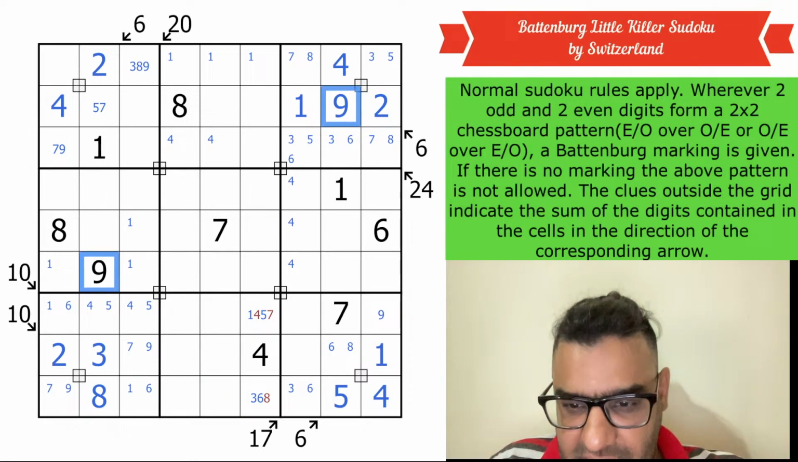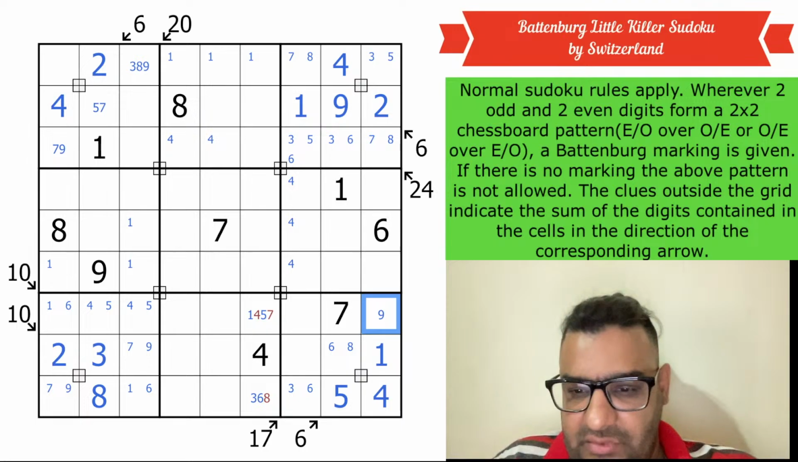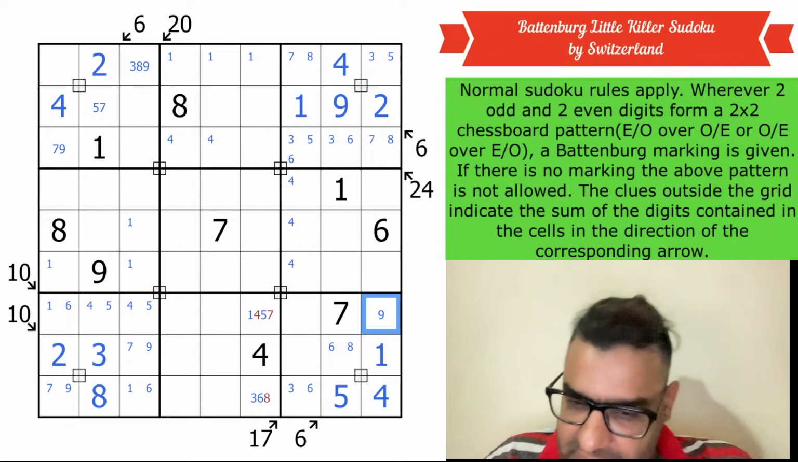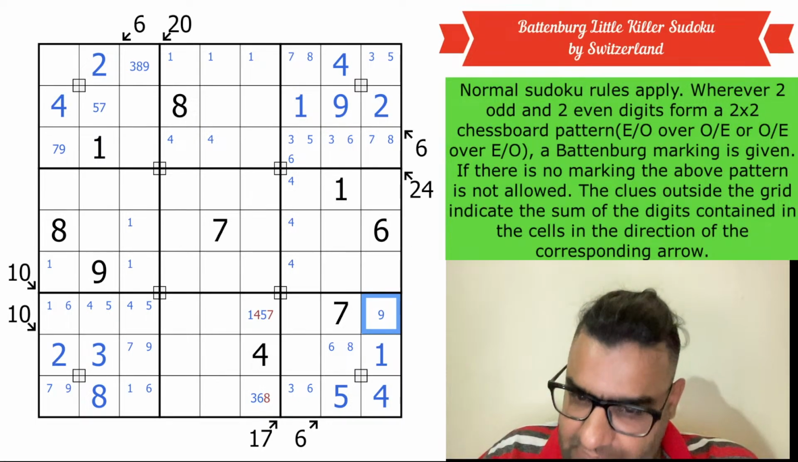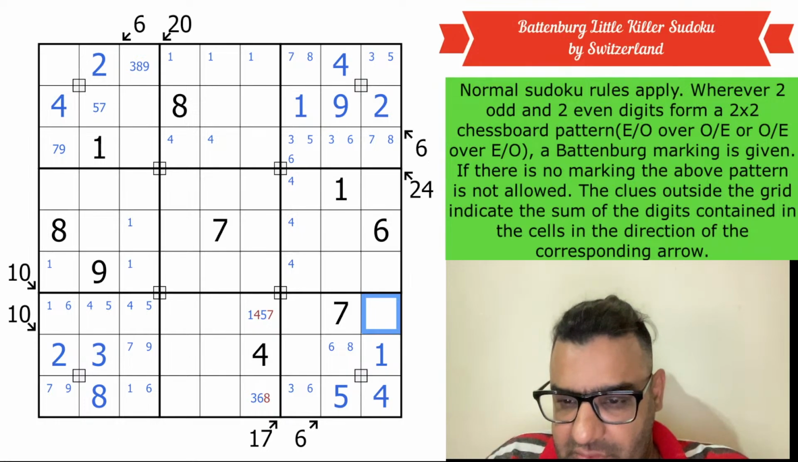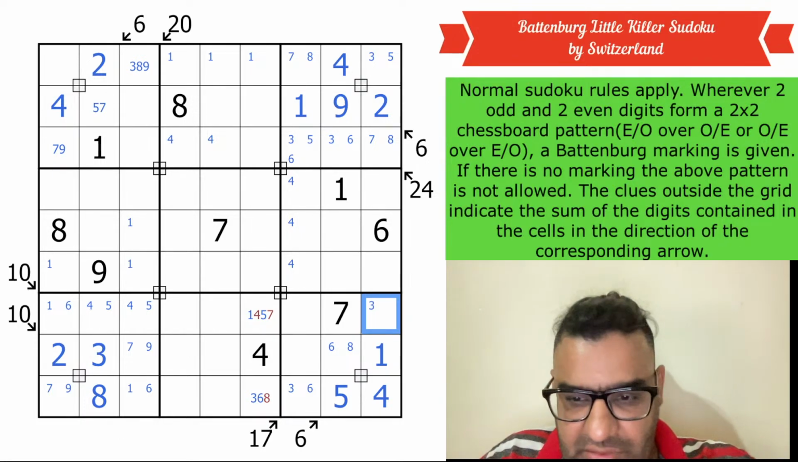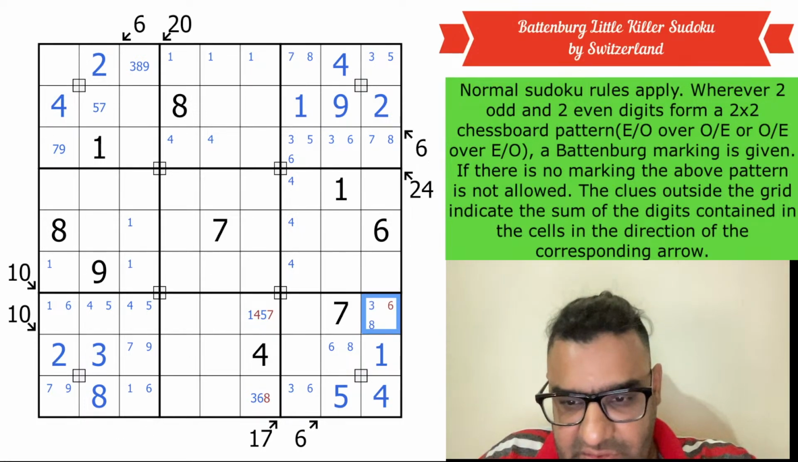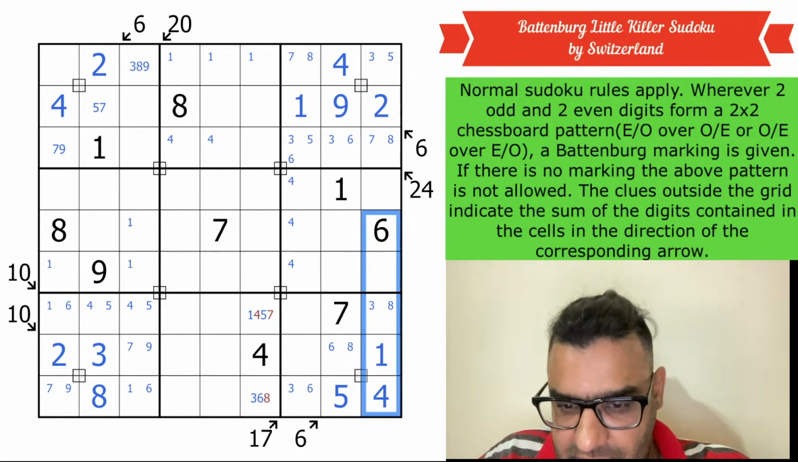Why is there a 9 here? We don't know there cannot be a 9. It can be 3, 6, or 8. We already know 6 is there, so 6 is there.